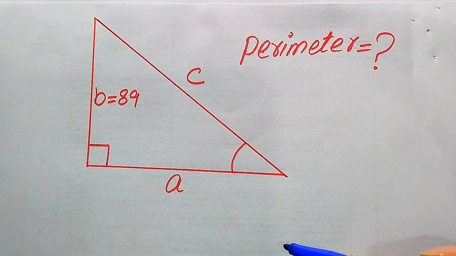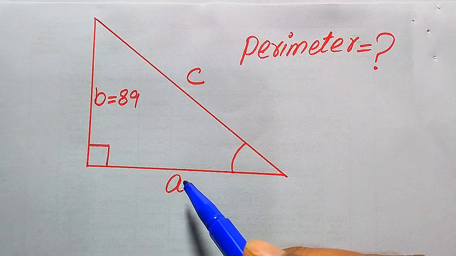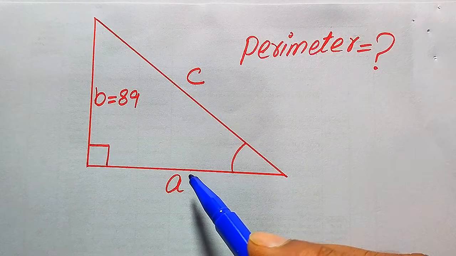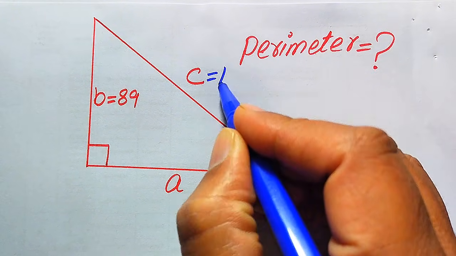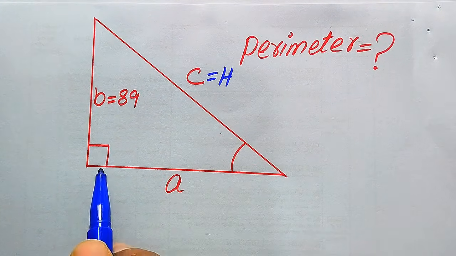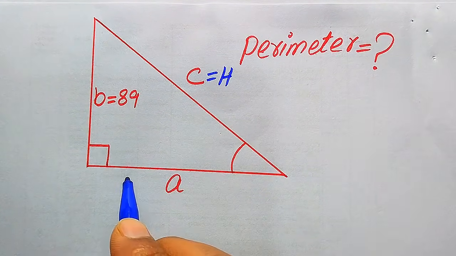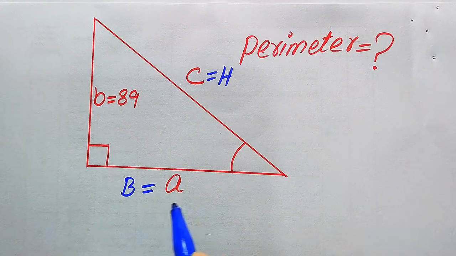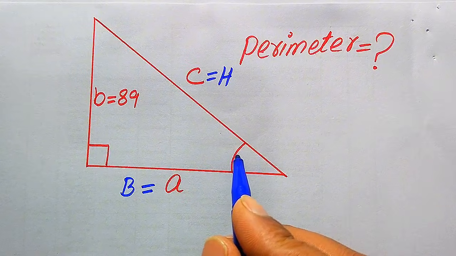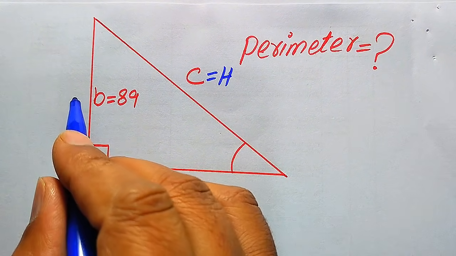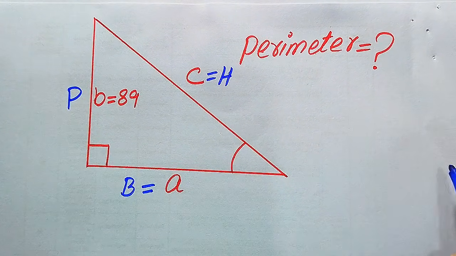of this right triangle. You know that this is a right triangle, and the side opposite to the right angle is called the hypotenuse, and the side which joins these two angles is called the base. So here we decide this is our base according to this angle, okay? And the side opposite to this angle is called the perpendicular side, and this is our perpendicular side. Further, in the next step we need to find the perimeter.